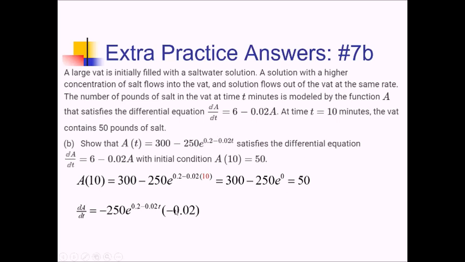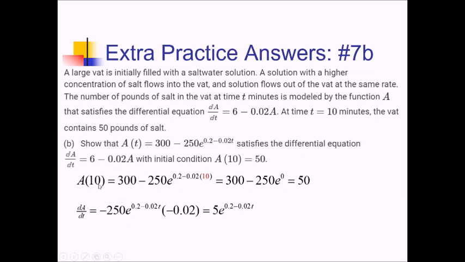So we're multiplying by negative 0.02 here. Now if I actually multiply this out, again, 0.02 is really 1 over 50. Negatives cancel. We basically have 250 over 50, which just comes out to 5. So this ends up just being 5e to the 0.2 minus 0.02t. All right, so this is the expression we would like to get when we plug this A function into the second half of this differential equation.